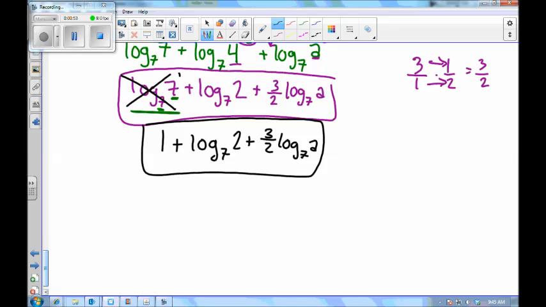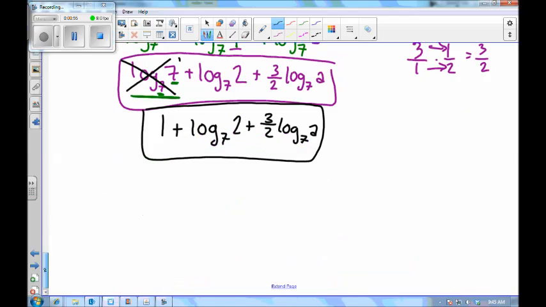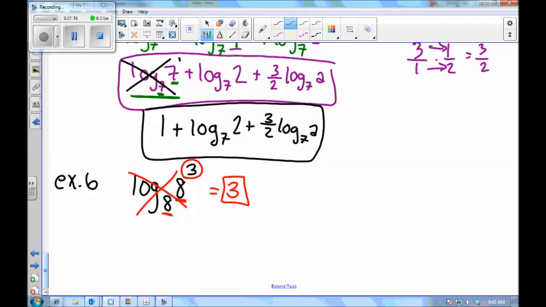I'm sorry about that. So example 6, let's just practice one of those really quick. If we have, say, log base 8 of 8 cubed, since the base and this 8 are the same, it cancels out the log, and the answer is the exponent, so it would simplify to 3. So just be aware of that.